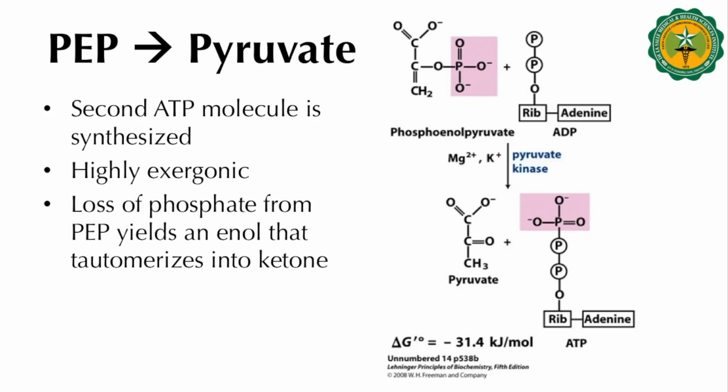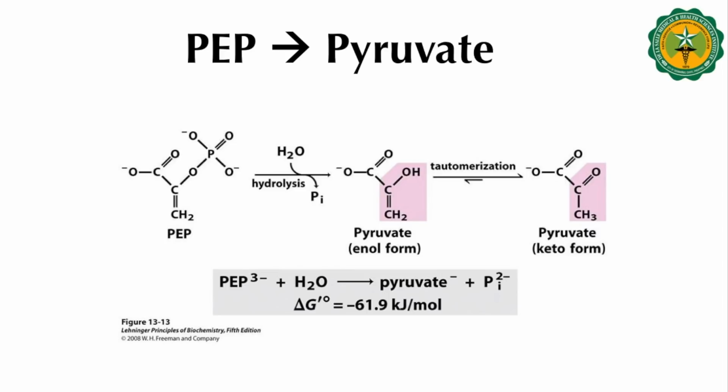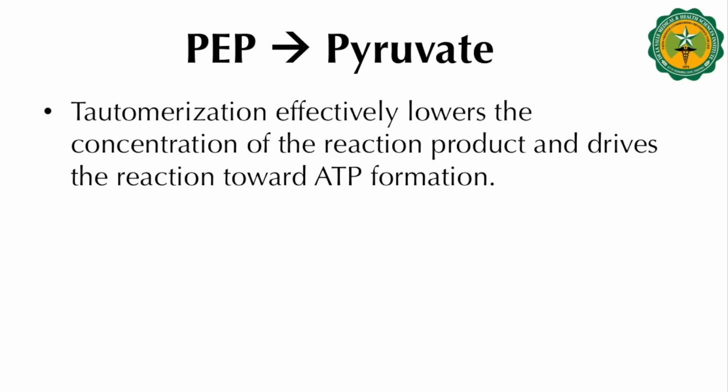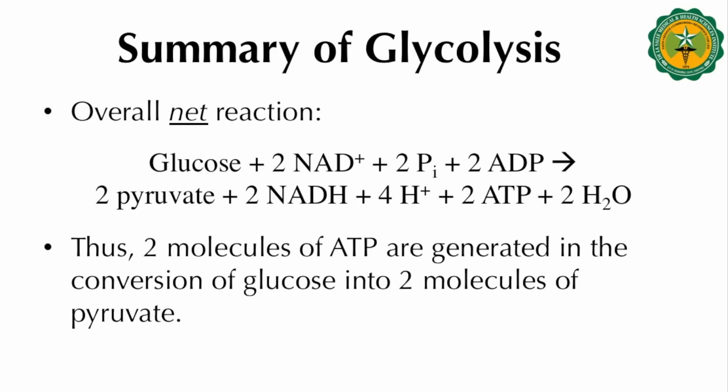Additionally, the loss of phosphate from PEP yields an enol form of pyruvate that spontaneously tautomerizes into the ketone form. That tautomerization is featured here in this image. Note the highly negative delta G naught prime of the hydrolysis of the enol phosphate bond of PEP. This tautomerization is actually important because it effectively lowers the concentration of the reaction product in this last step of glycolysis and drives the reaction towards ATP formation, on top of the overall delta G naught prime of this step being highly negative. Now that concludes the glycolytic pathway.